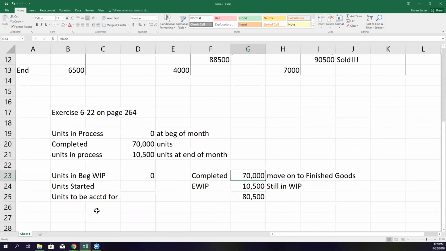But before we do that, we got to finish our chart. We know we had no inventory. There were no partially done. The assembly room floor was completely empty when the month began.